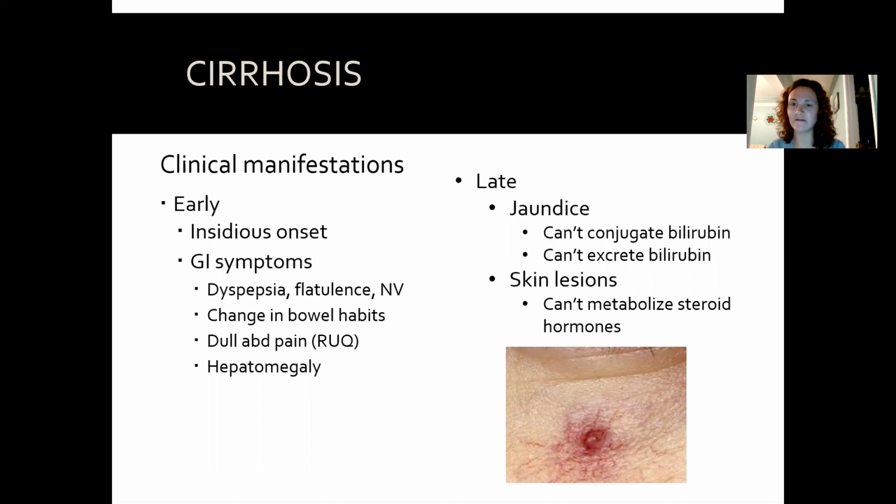Late signs are jaundice because we can't conjugate bilirubin, we can't process it and turn it into the form that we need to use for bile, or because we can't excrete it. We know what jaundice is. We've talked about that. And then skin lesions may occur. This occurs because the liver is failing. It can't properly metabolize steroid hormones. So our hormones that are made from the adrenal gland, the aldosterone, our estrogen, testosterone, cortisol, they can't be properly metabolized and excreted from the body. So an overabundance of them can cause these skin lesions like spider hemangiomas and things like that.